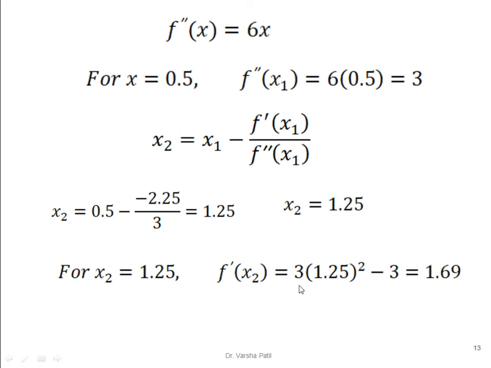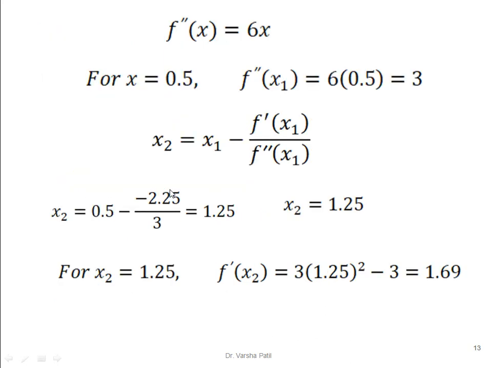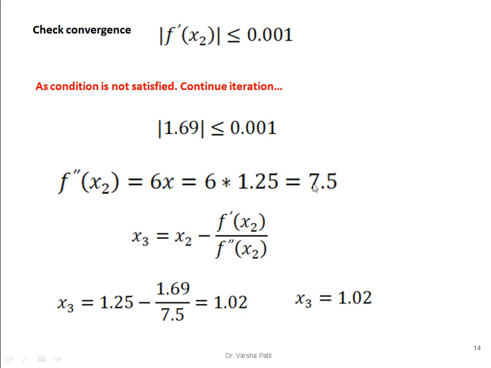Now f dash x2 is equal to 3 times 1.25 square minus 3. That value we are getting is 1.69. Here we check the convergence criteria. Still the convergence criteria is not satisfied, so we continue the procedure. Now for this value, that is 1.69, we calculate f double dash x2, and here we are getting 6 into 1.25, because this x2 is 1.25. So here we are getting 7.5. From this equation we again calculate x3, and x3 we are getting 1.02.